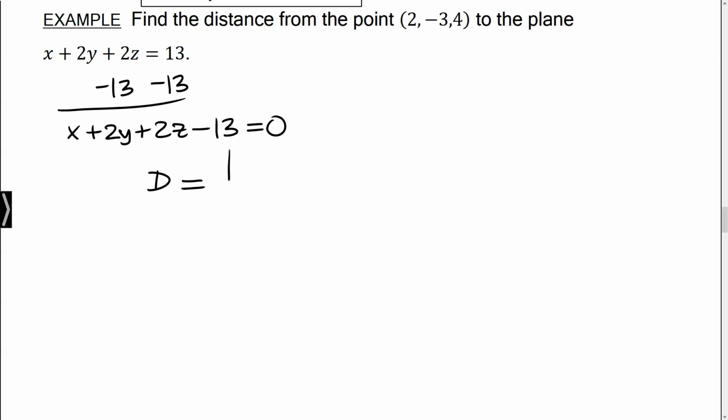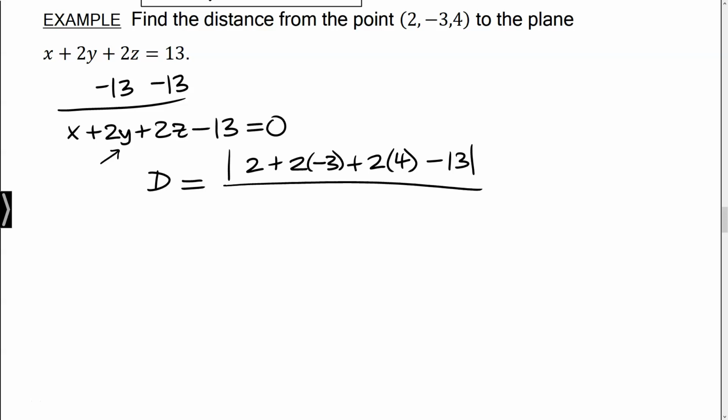So absolute value, I'm going to plug into the left-hand side over here. So I'm going to plug in 2, negative 3, 4. 2 plus 2 times negative 3 plus 2 times 4 minus 13. And it's all this divided by the square root of 1 plus 4 plus 4.